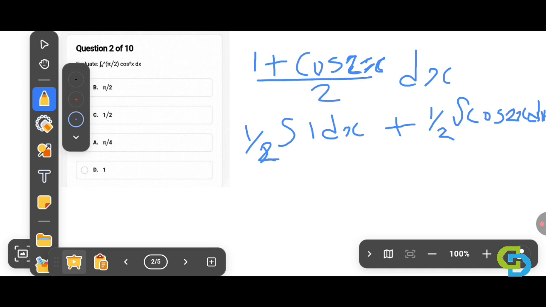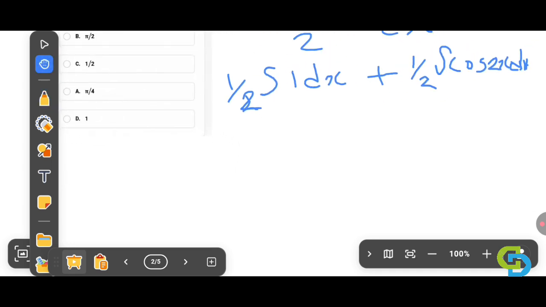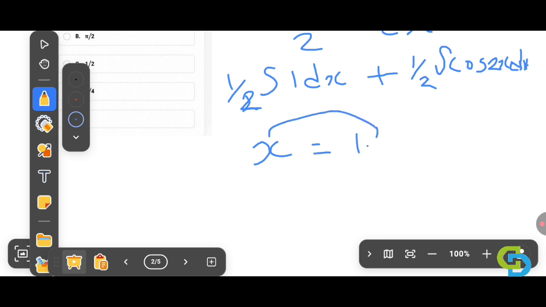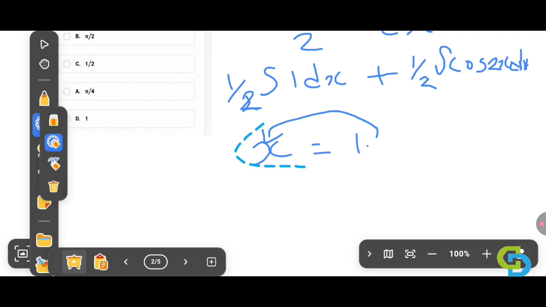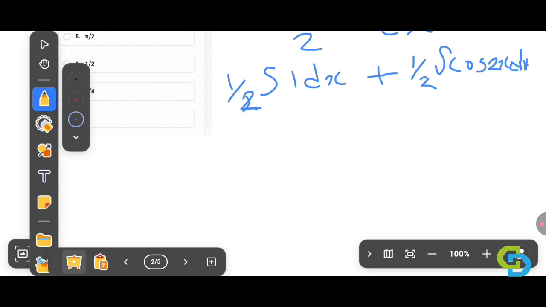So 1 over 2 integral 1 dx plus 1 over 2 integral cos 2x dx. So we are going to start solving from there. We now know from our calculations that the differentiation of x will give us what? 1, right? Now the integration of 1 will give us what? x. So when we have 1 dx, it's going to take us back to x.